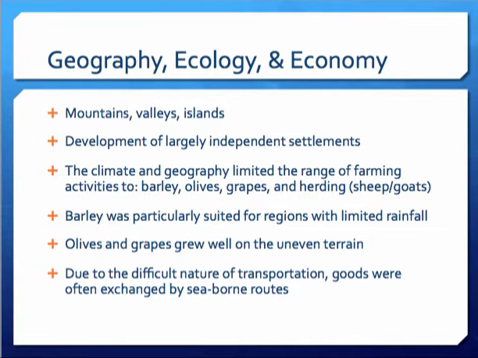A poorer soil will support barley where it won't support wheat. Olives grow on mountainsides, grapes grow on mountainsides, and herding is really done on land that's much less even. Particularly sheep and goats are grazed here as opposed to cattle. Why sheep and goats? Well, they regularly produce milk that can be used to supplement a diet.